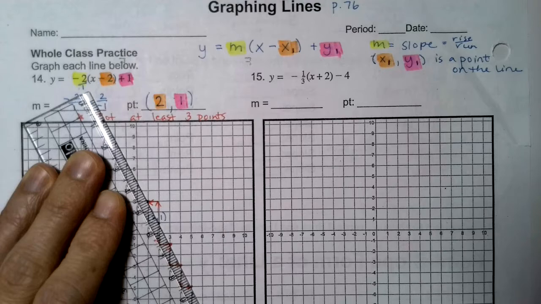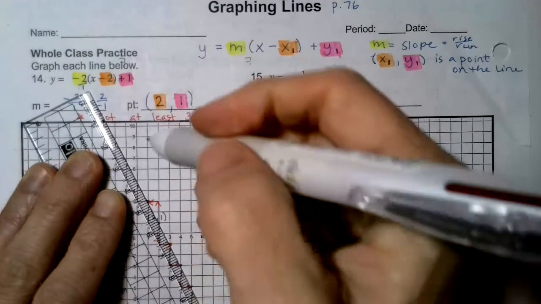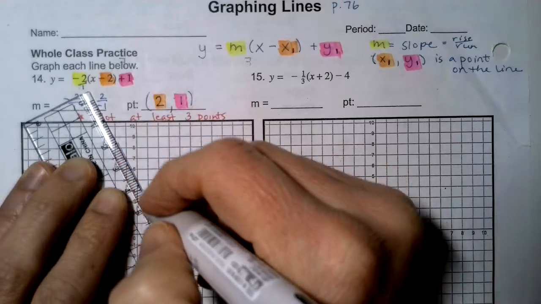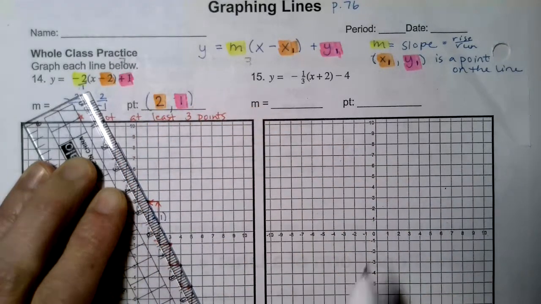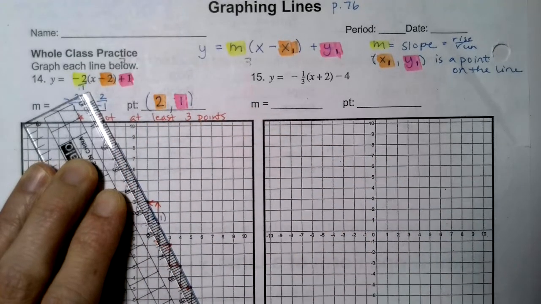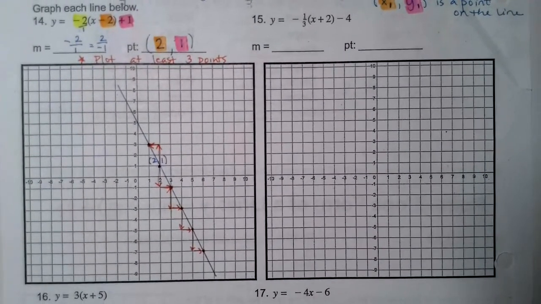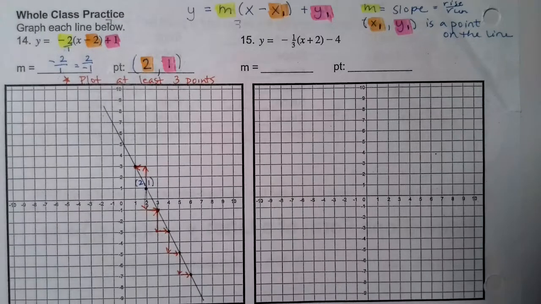So you just line up a straight edge. It can be a ruler, but it could also be an index card, a piece of paper folded in half to give it a little thickness. And then you can see that all of the points that I plotted here fall on that line.